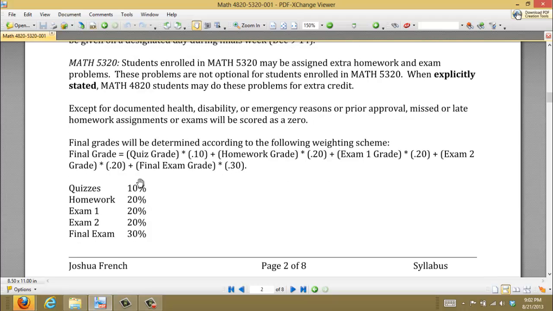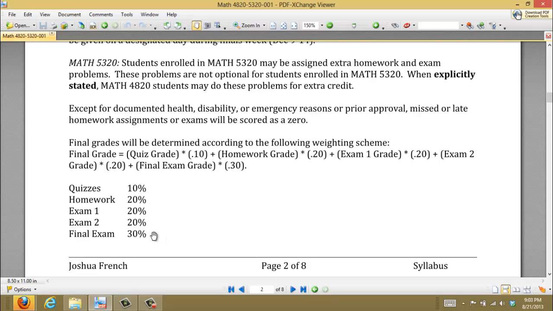The final grades are determined using the exams, quizzes, and homework that I previously described. The quizzes are going to be worth 10% of your grade. The homework is worth 20% of your grade. Exams 1 and 2 are worth 20% of your grade each. And the final exam is worth 30%.